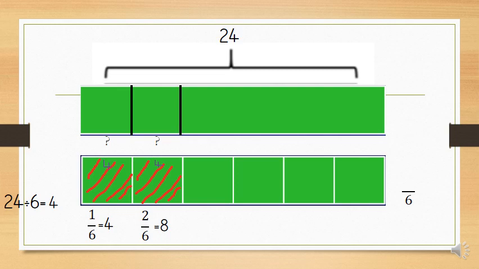And if you then wanted to find out what 3/6 were, you would multiply your answer for 1/6 by 3. So 3/6 of 24 are 12. And we can double check that because we know each of these parts is worth 4. So 1, 4, 8, 12. So 3/6 of 24 equals 12.